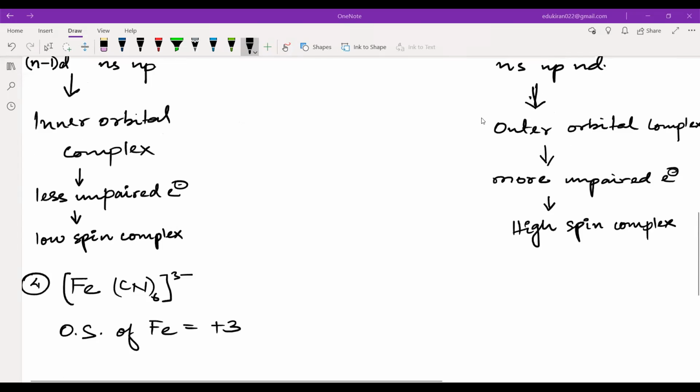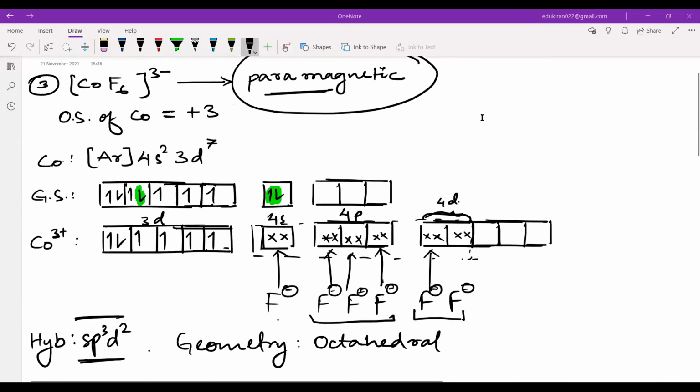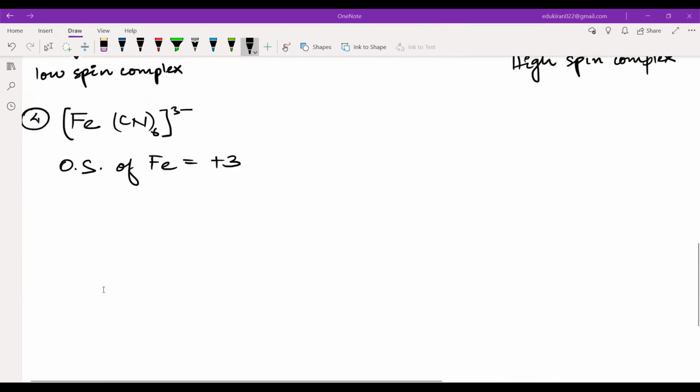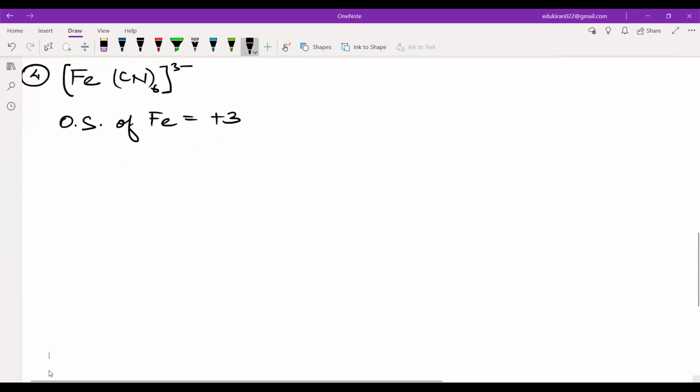So we did a few important things yesterday. You can see the recording. Here we have [Fe(CN)6]3-. The oxidation state of Fe is +3. Fe will have, let me write, argon 4s2 3d6.